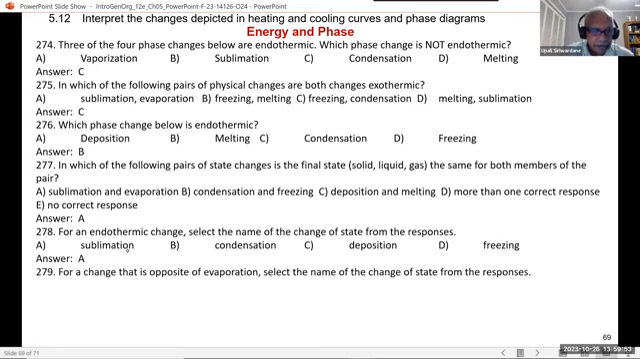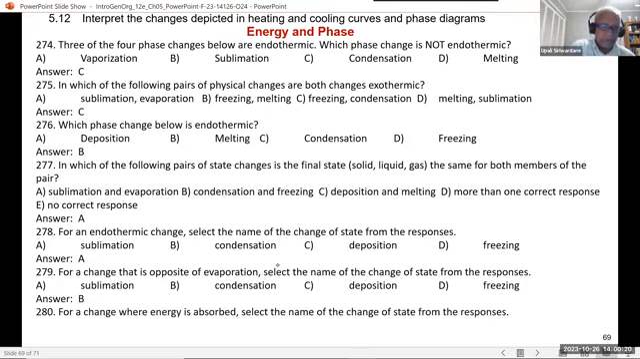What is the opposite of evaporation? Condensation. This is an easy question. The opposite of evaporation is condensation. The opposite of deposition is sublimation. So for this, evaporation's opposite is condensation, B.